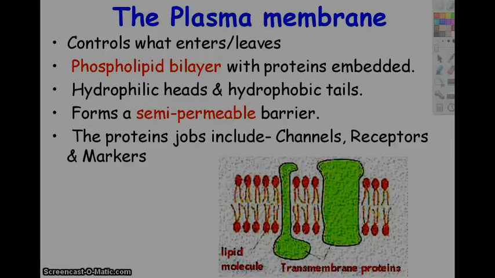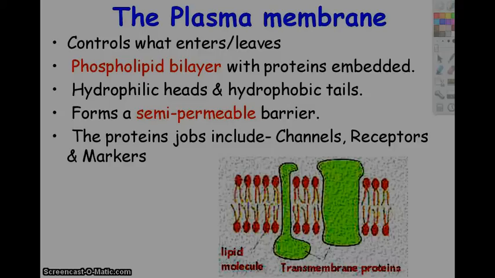Another thing they can do is they can be receptors. For example, a hormone can attach to a membrane protein, and then that will send a message inside. Like if somebody came to our door, but they weren't allowed to come in, but they could give me a message, and then I could send it to you. That would be a receptor protein.